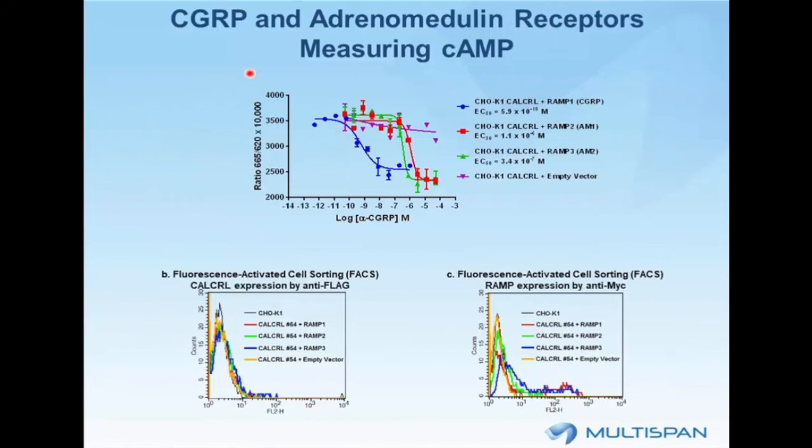This is the CGRP and adrenomedullin receptor. Again, this is the calcitonin-like receptor expression, and this is the RAMP expression shown in those cells. From this, essentially, this is the CGRP and adrenomedullin: RAMP 1 for CGRP, RAMP 2 for adrenomedullin 1, and RAMP 3 for adrenomedullin 2. And here's the empty vector again with no signal.